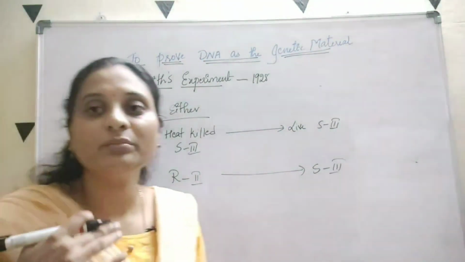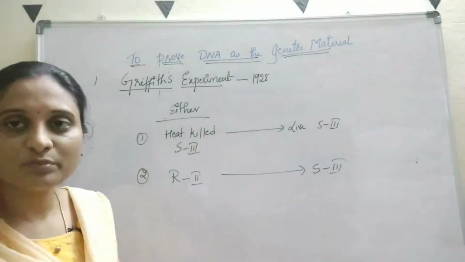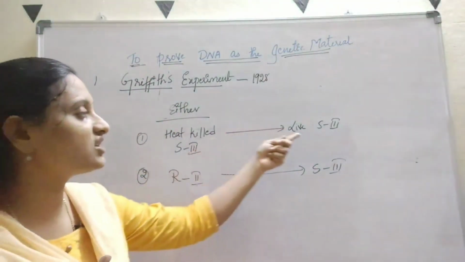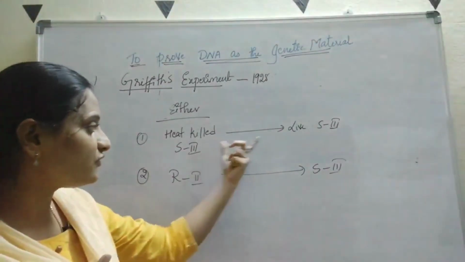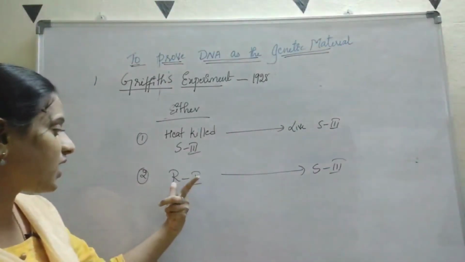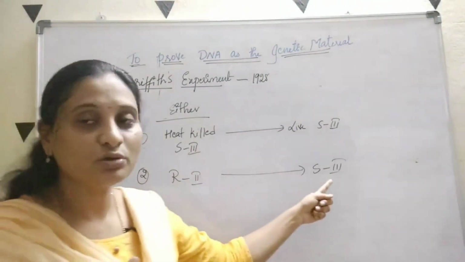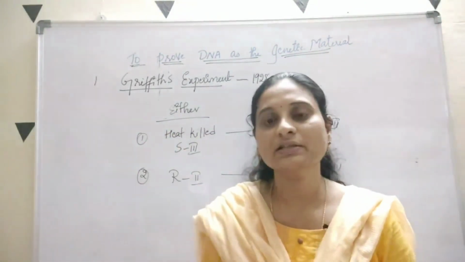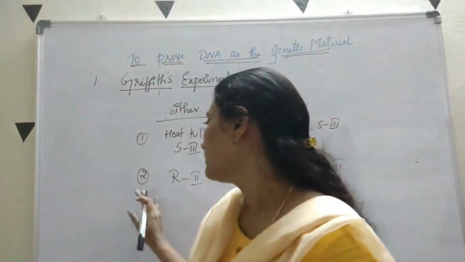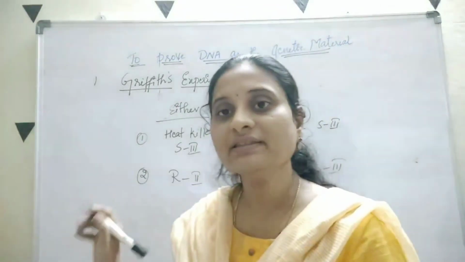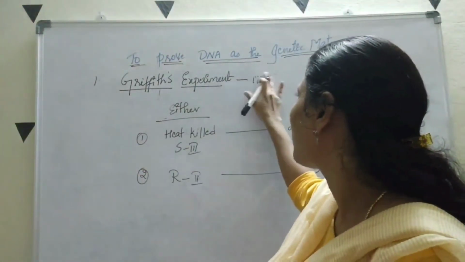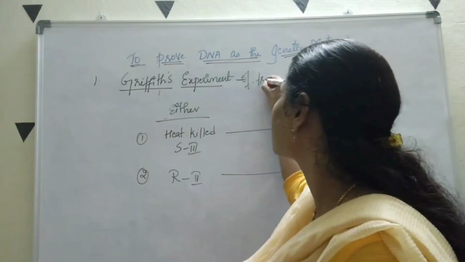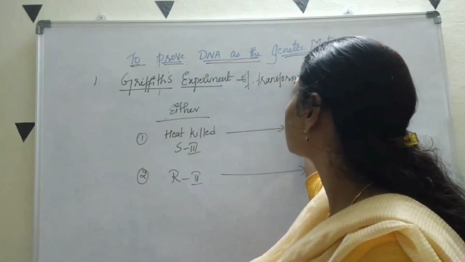That means transformation has happened. Transformation is nothing but a change in form. Here heat killed S3 has been changed into live S3. That means a change in form has taken place here. Or here, R2, which is in one form, has been changed into S3. That means transformation has taken place in case 4. That is the reason why the mice died. So that is why we call this experiment Griffith's experiment of transformation.